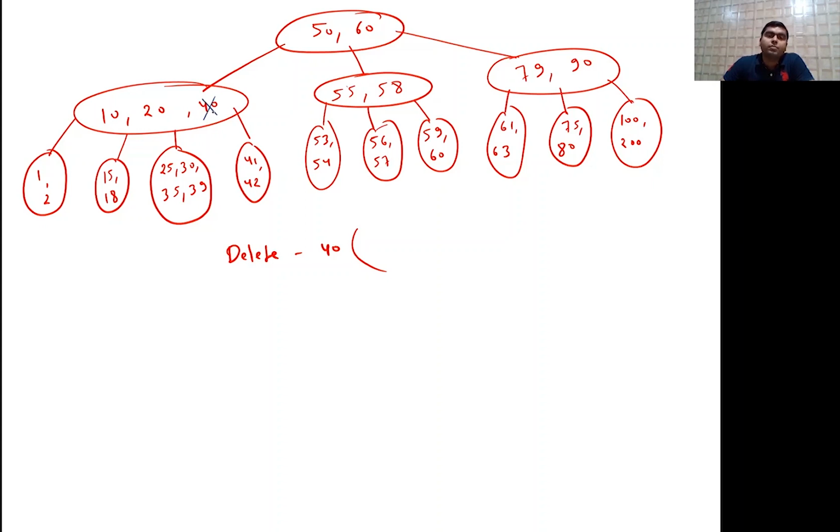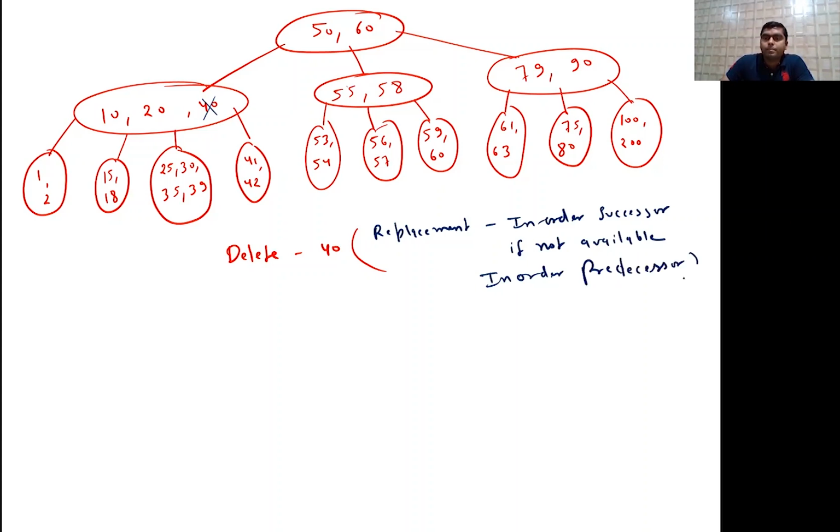So इसका रिप्लेसमेंट क्या होगा? रिप्लेसमेंट विल बी इन ऑर्डर सक्सेसर। Okay, but if not available, then what? In order predecessor. Okay, so what is the in order successor after that?